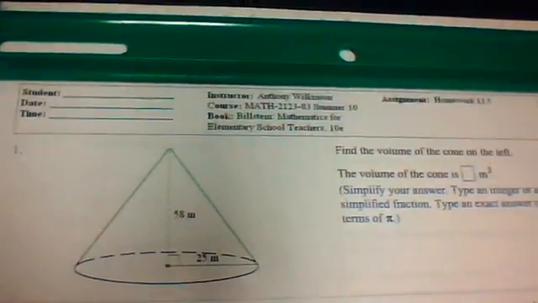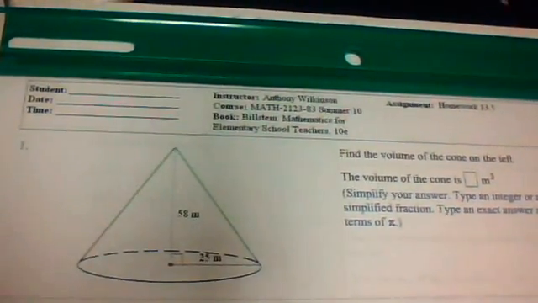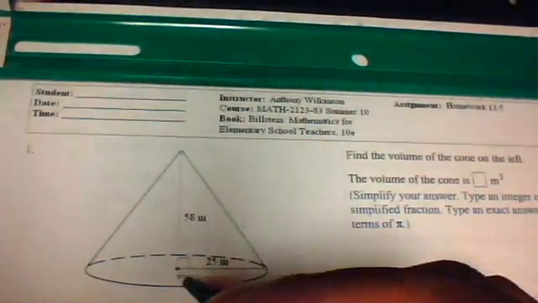Okay, we'll look at some of the homework problems out of section 13-5, which deals with volume and mass. This first problem deals with the volume of a cone, and we want to find that volume of the cone on the left. In this case, we have a radius of 25 meters, and the height of that cone is 58 meters. And it is a cone, so there is a formula for the volume of a cone.